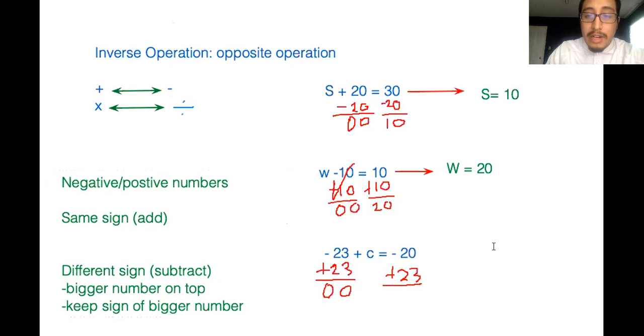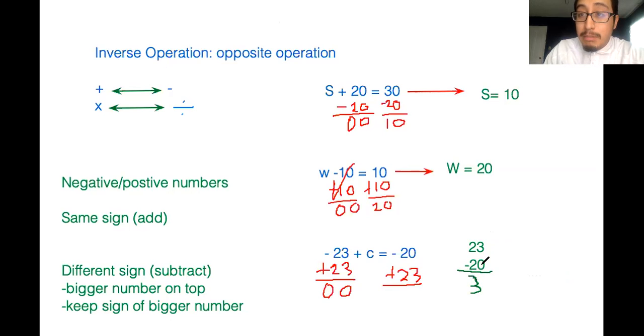So I'm going to have you guys rewrite this to have the bigger number on top, 23, and then you're subtracting, because remember there are different signs, so you're going to be subtracting 23 minus 20. So 23 minus 20 is going to be 3.